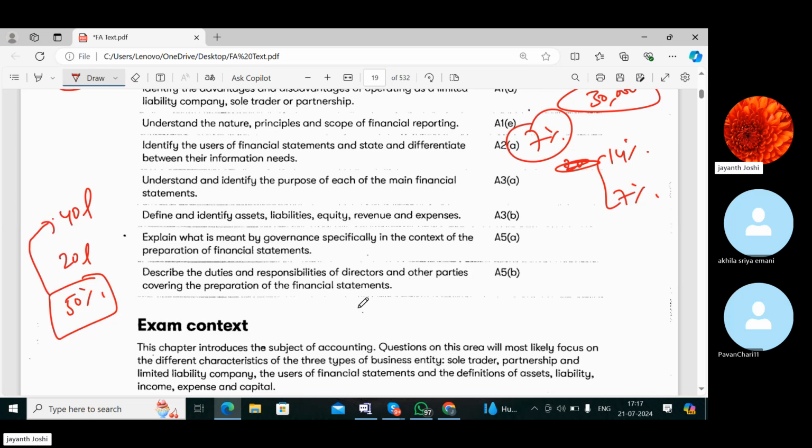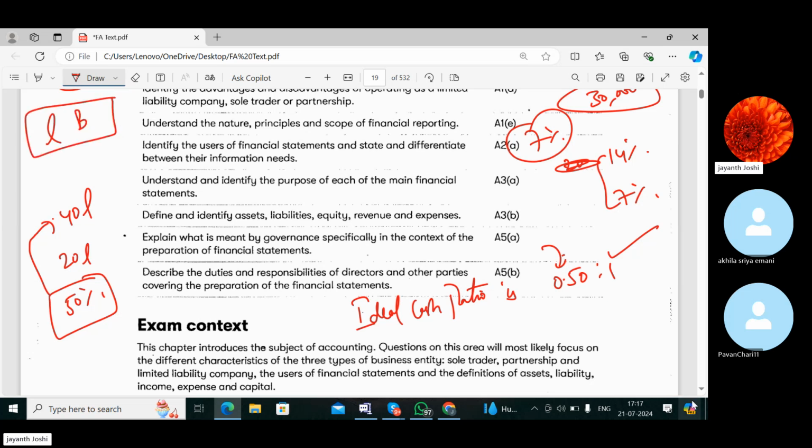So that means ideal cash ratio is 0.50:1. That means if my liability is $1, I should always have 50 cents of cash with me. Then I can say I have enough liquid funds to settle my obligation in the future. I'm speaking only about the liquid funds. That means I'm speaking only about the cash. I'm not saying that you shouldn't have other kind of resources. You may have land, you may have buildings, you may have other assets, but all those will take a lot of time for you to convert into cash.